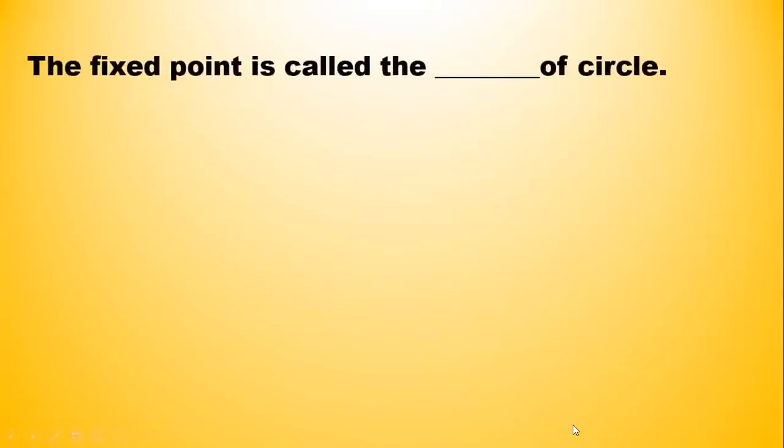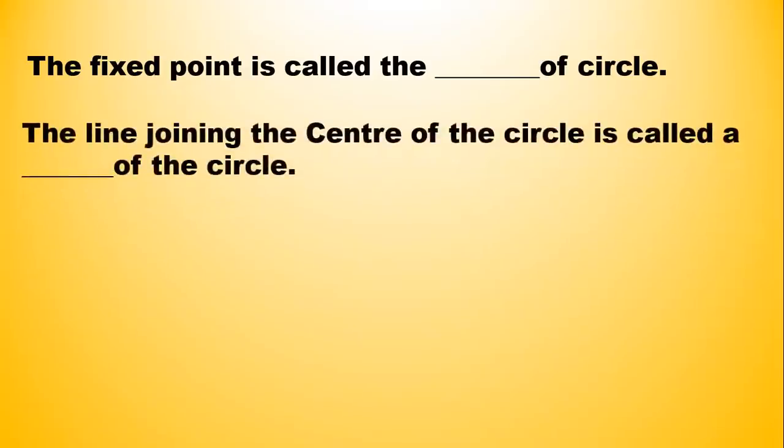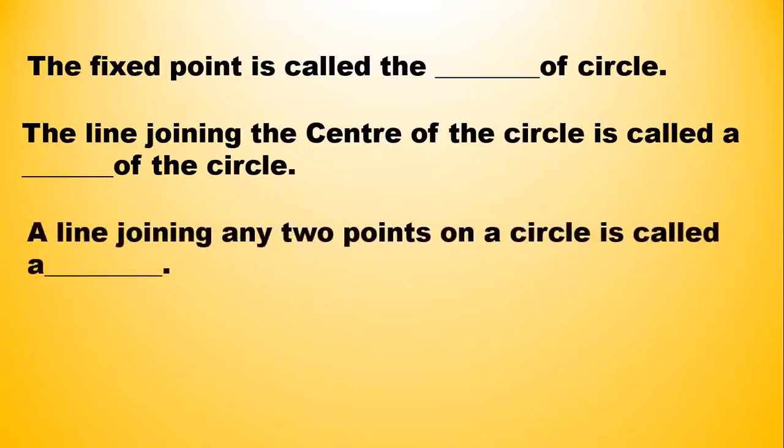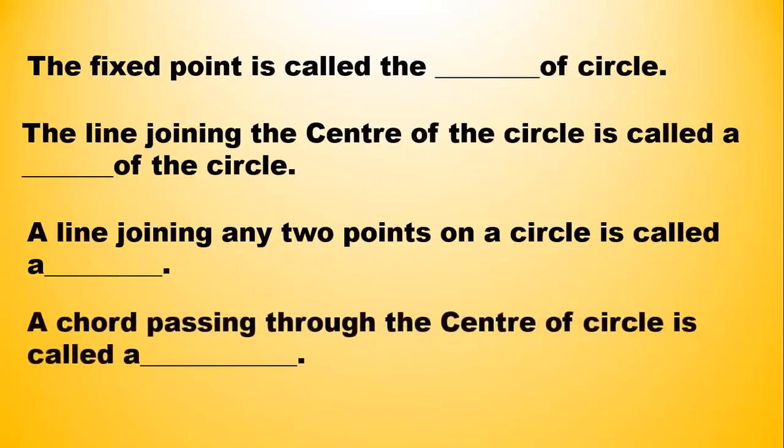Now, here you can see the fixed point is called center of the circle. Line joining the center of the circle is called radius of the circle. Line joining any 2 points on a circle is called chord. Chord passing through the center of a circle is called diameter.